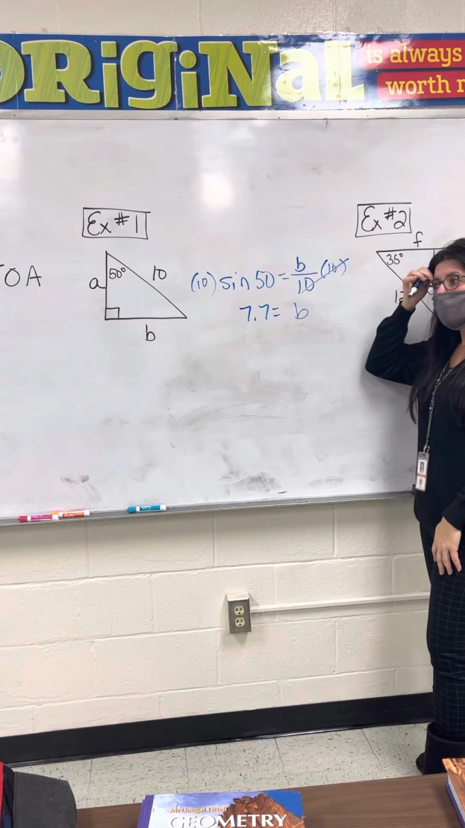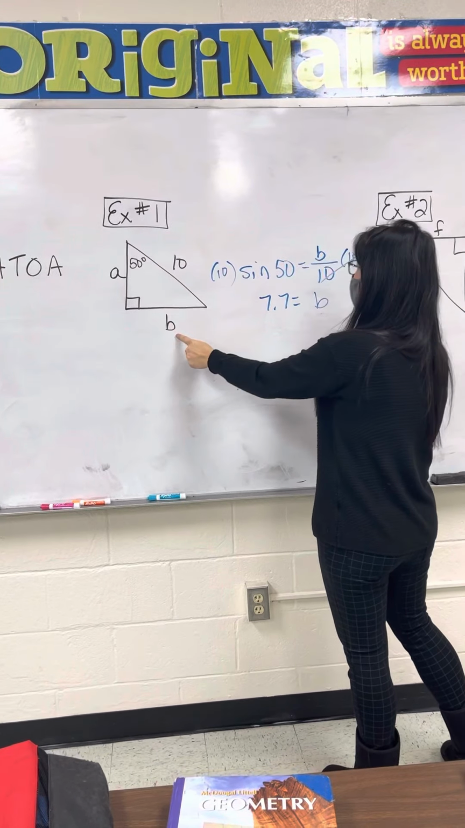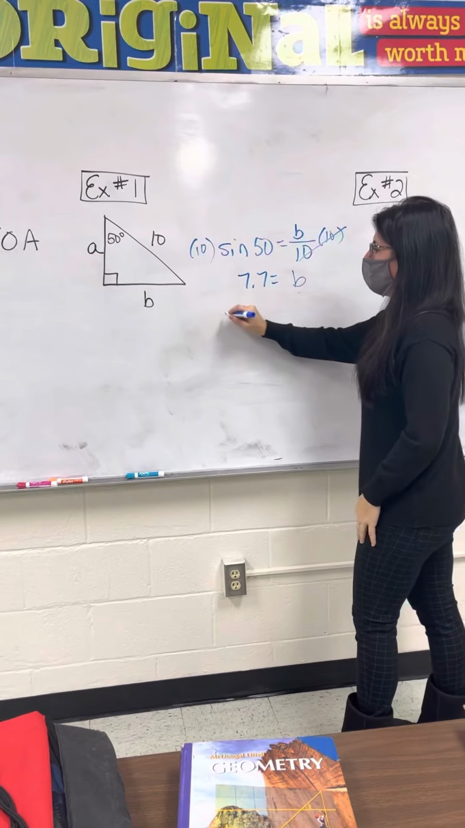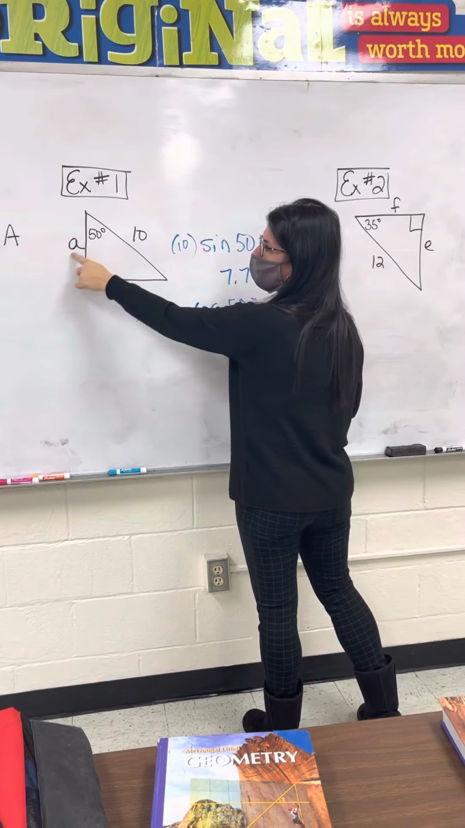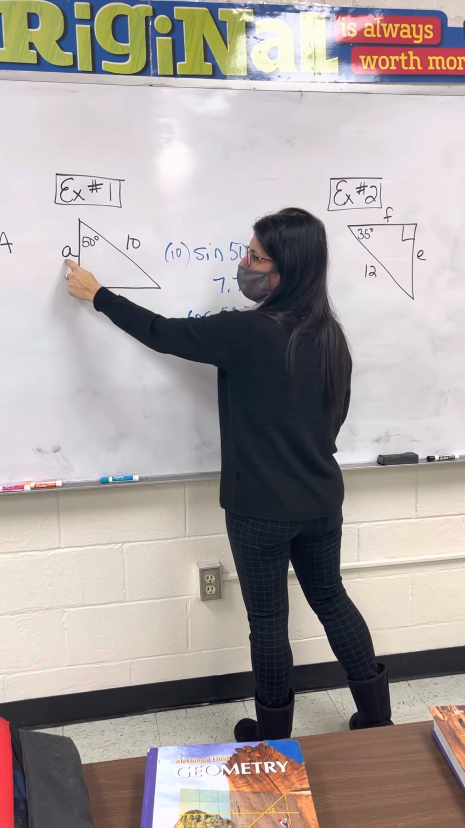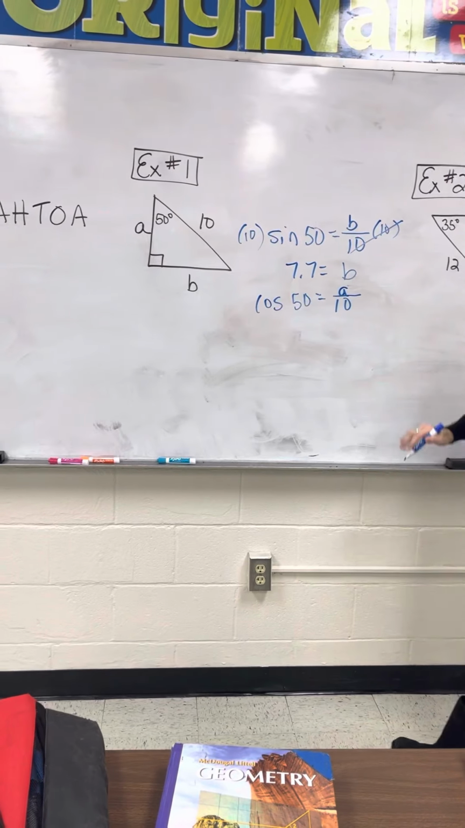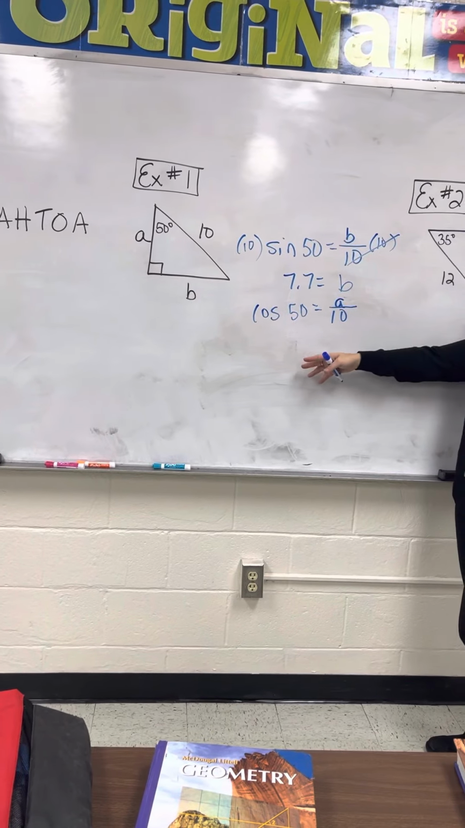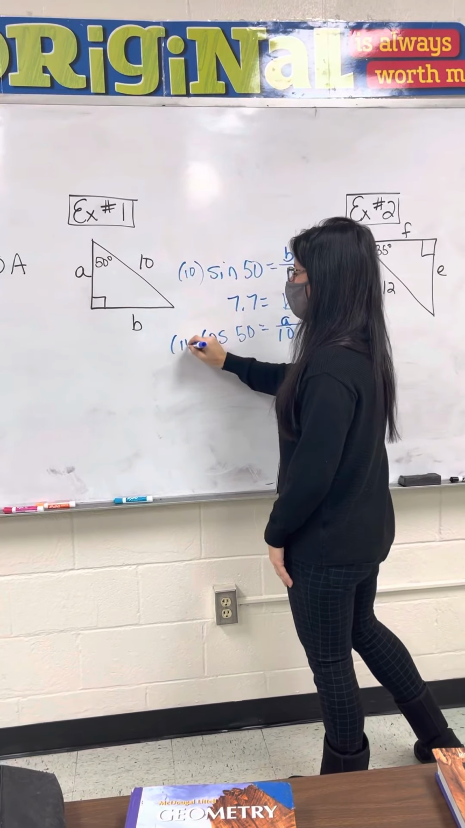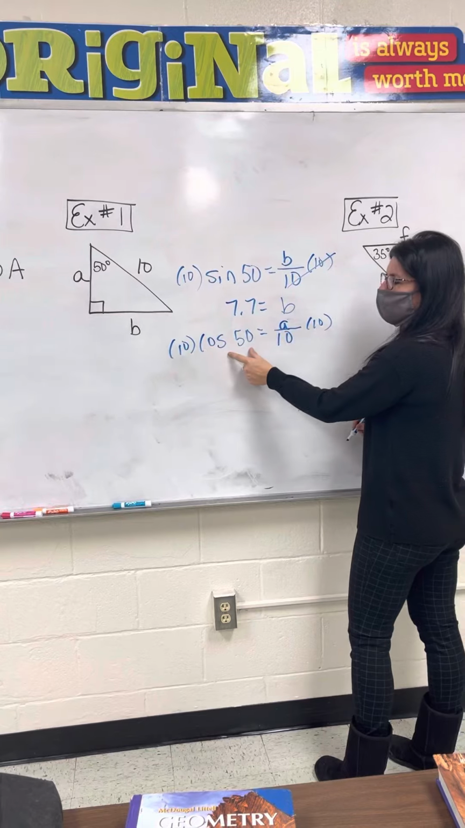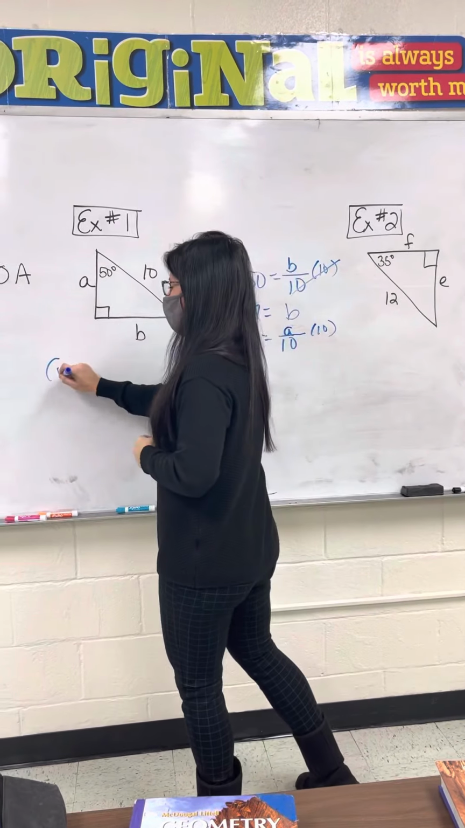So B is 7.7. Let's do the cosine of 50 to find out what A is. So cosine of 50, the formula says adjacent over hypotenuse. This is my adjacent leg. The hypotenuse is 10. These are different kinds of formulas. So similar idea, we're going to multiply both sides by 10. So in Desmos, we're going to do 10 times the cosine of 50. Remember, be really careful when you put that in. Do not put it in like this.